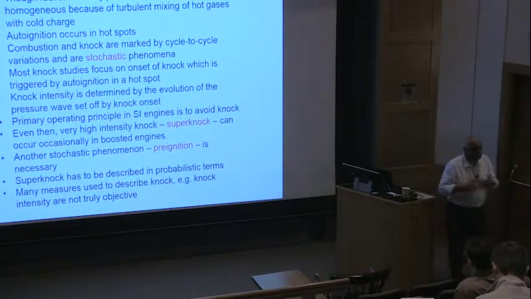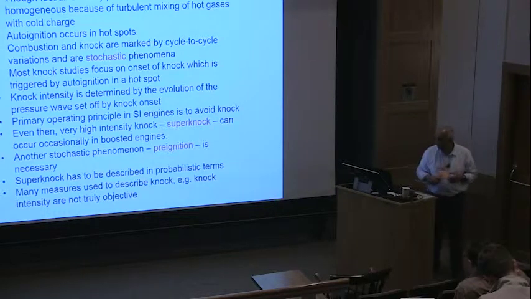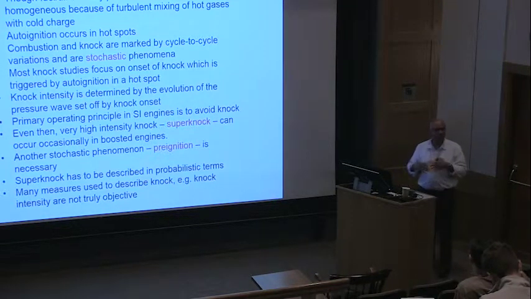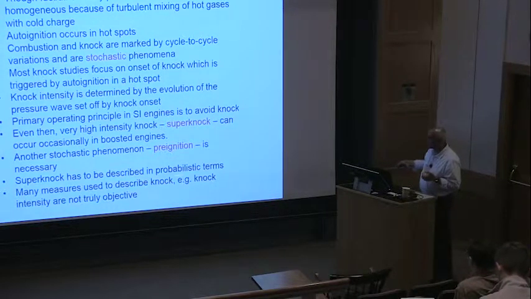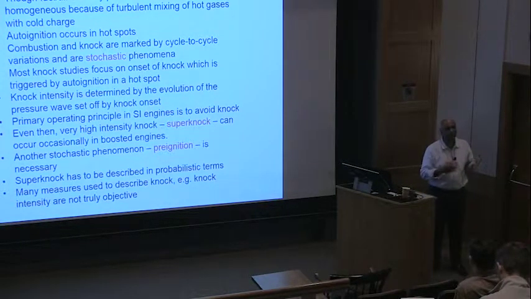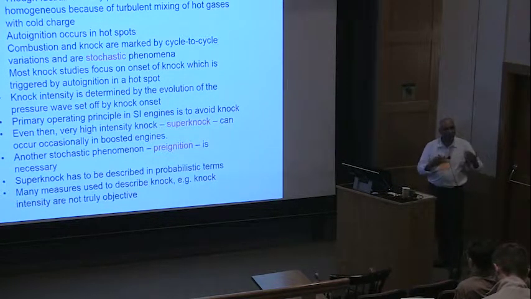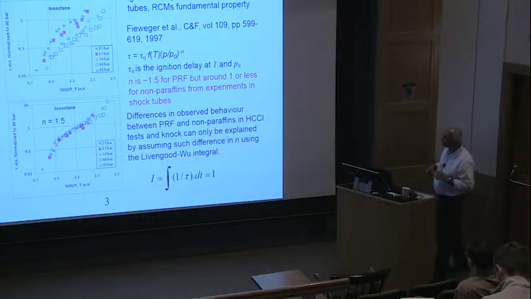But there is a framework, which I'll discuss, under which you can study all this. Okay? But it's important to realize that especially super knock has to be described in probabilistic terms. Every cycle is different. It happens randomly. So you have to understand that this whole process is probabilistic and rather stochastic. And many measures used to describe knock, as I said already, are not truly objective. It depends on what assumptions you make and what your measurement system is like. You can call anything that you want knock, for example. So there are a lot of subjective judgments you have to bring in. So all these things you have to remember.